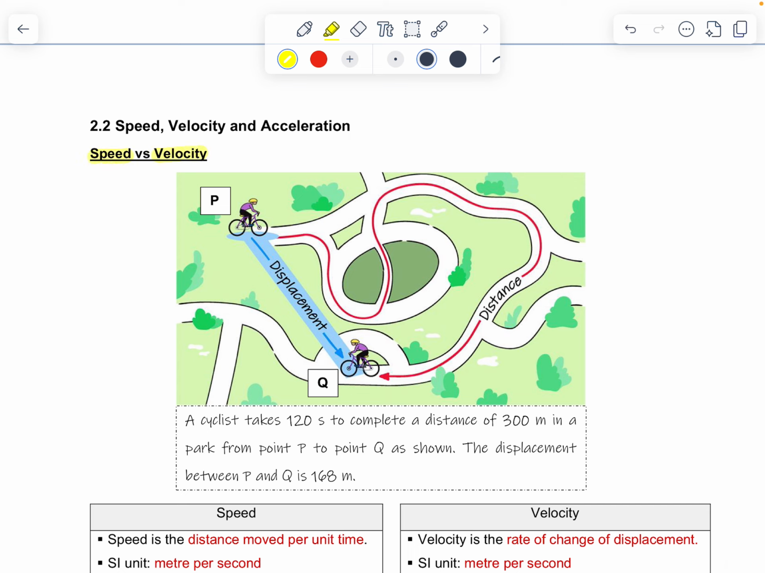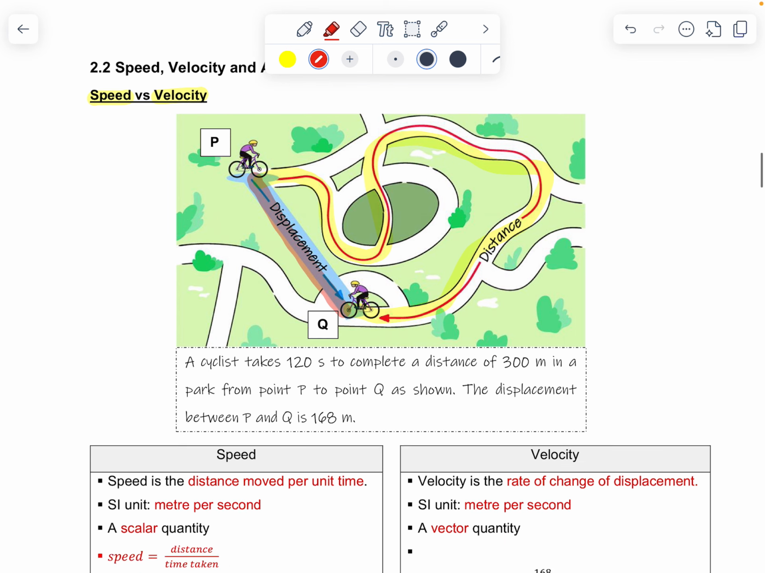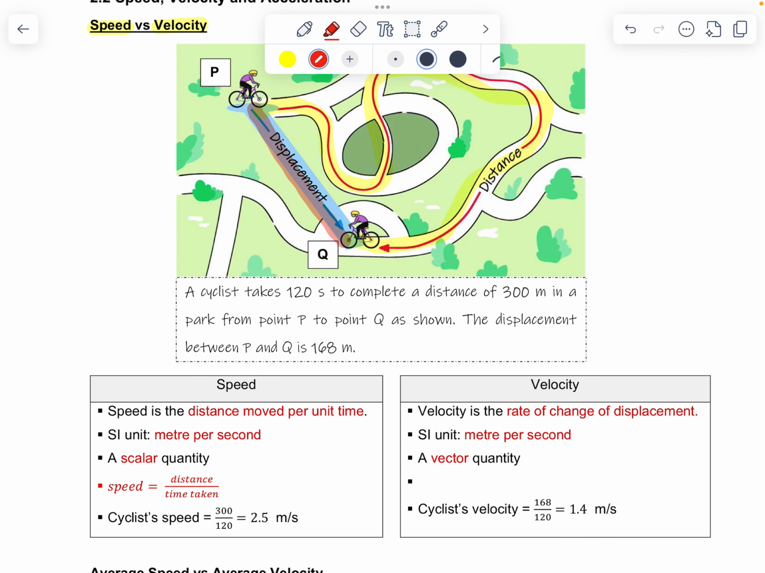For this cyclist, he traveled from point P to point Q. Okay, he took a long route. However, the displacement is the shortest distance between point P and Q. Speed is the distance moved per unit time, whereas velocity is the rate of change of displacement. The SI units for both are the same, meter per second. Speed is a scalar quantity, velocity is a vector quantity because direction is important.